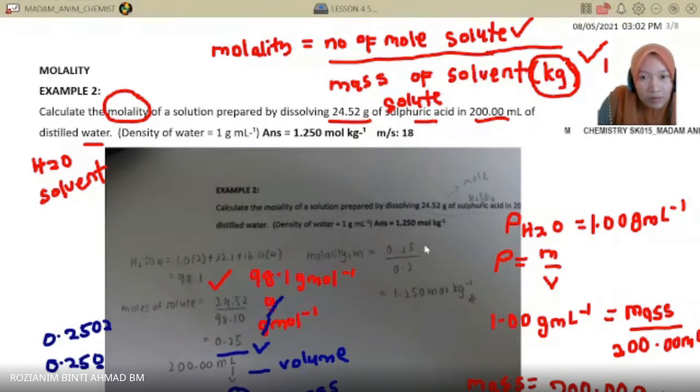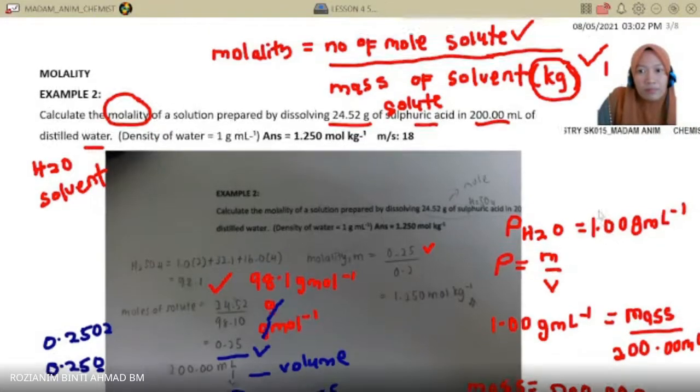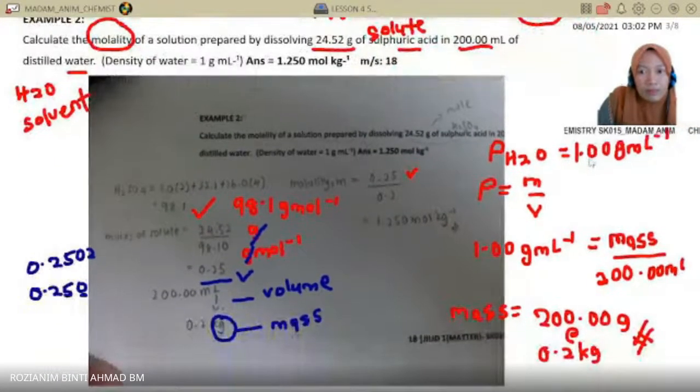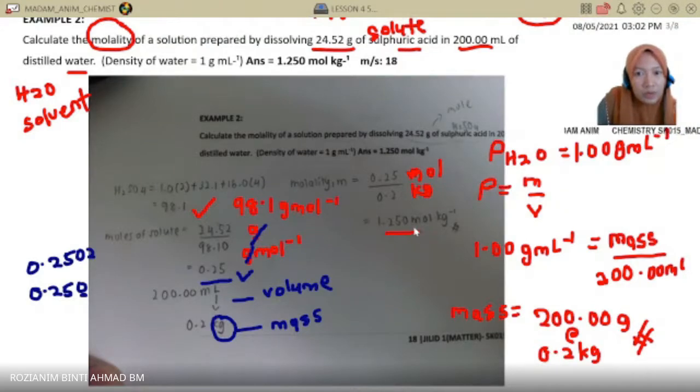And then the mole for here, what did they do? The mole goes straight over 0.2, because they converted to kilogram. So this is over 0.2 kilogram. Okay, so 0.2 kilogram. So they substitute, this is the mole and this is the kilogram. So we get the value 1.2 mol per kilogram.